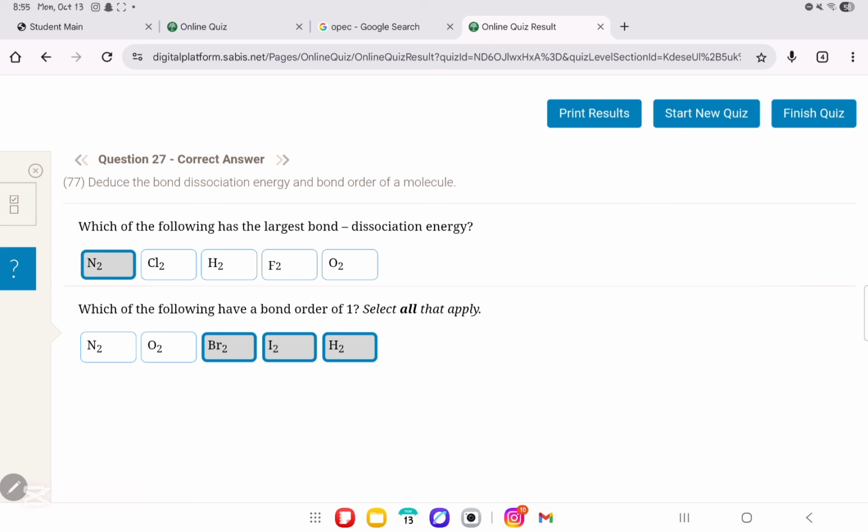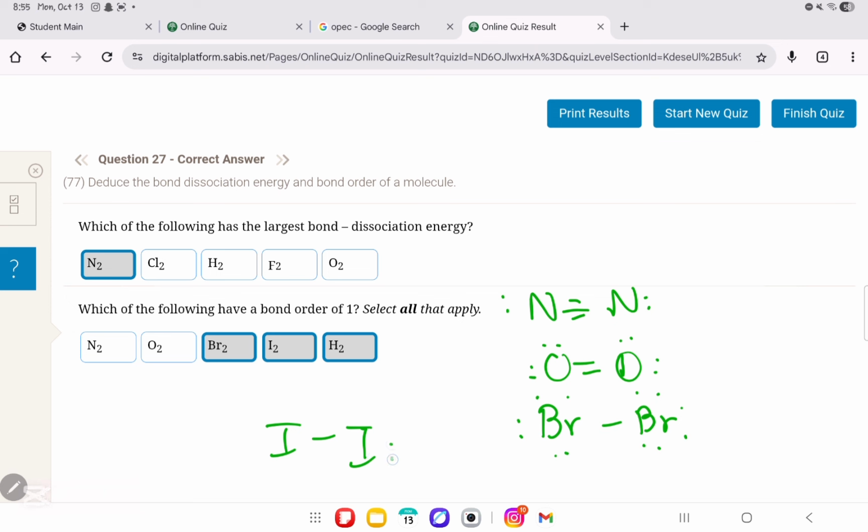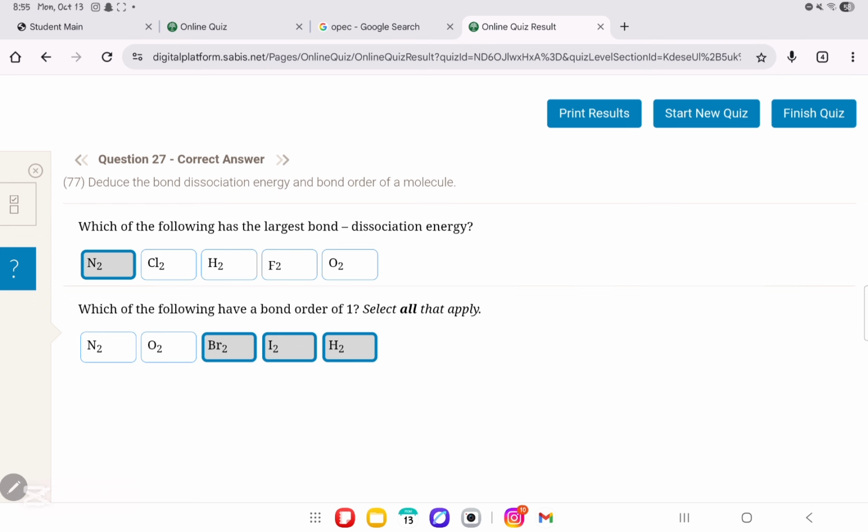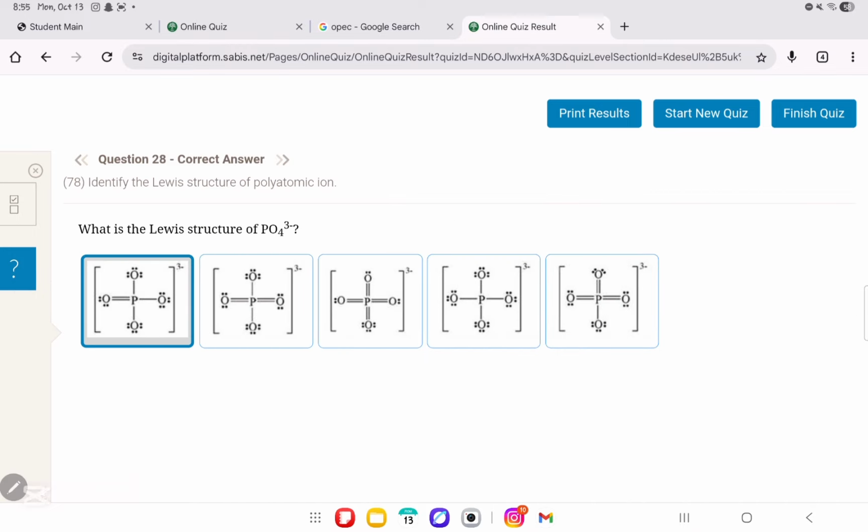Now, which of the following have a bond order of 1, meaning they have only one single bond? Again, let's draw their structures. I have them memorized. You can have them memorized, or you can do them like the loose structure. Of course, it's up to you in the end. So Br is like this. I is like this as well. And then H2 is like this. So which of them has a bond order of 1, meaning it only has one single bond? So Br2, I2, and H2, very simply. We move on to question number 28.